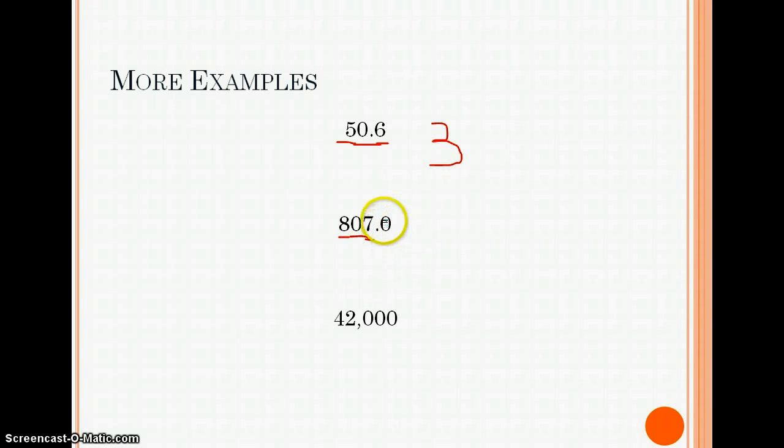Here again we have a 0 that's to the right of the number and to the right of the decimal. So that 0 is also significant. So in that number we got 4. Here we have 42,000. There's no decimal point at the end, and there are no other numbers after the decimal point, so these three are not significant. We've got 2 sig figs.